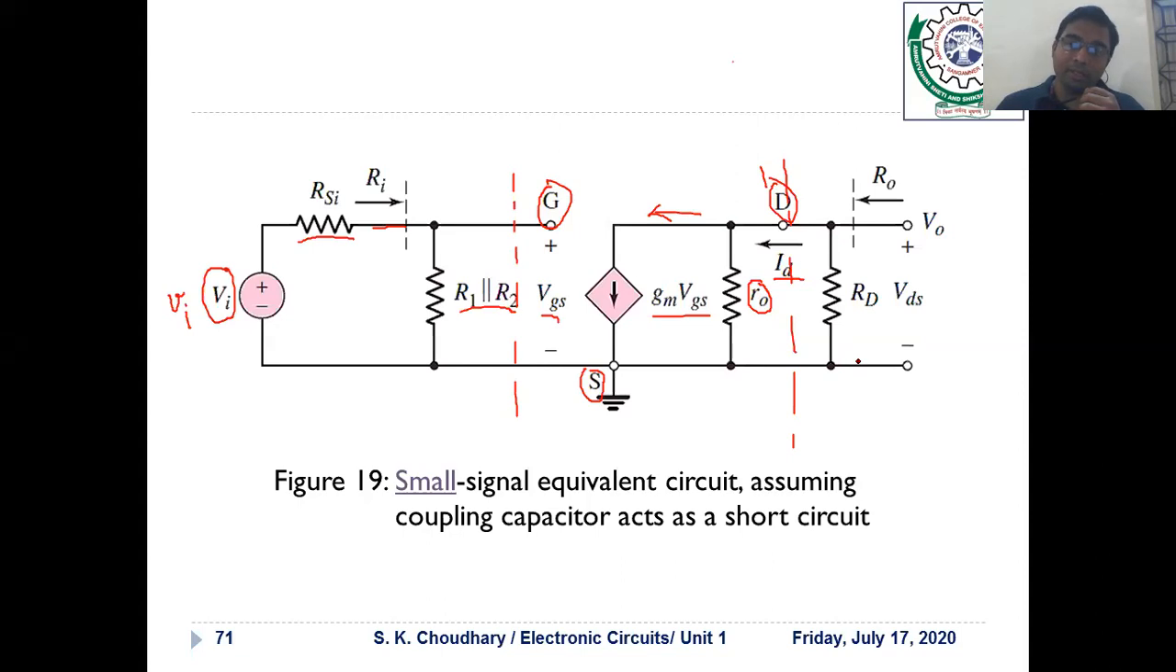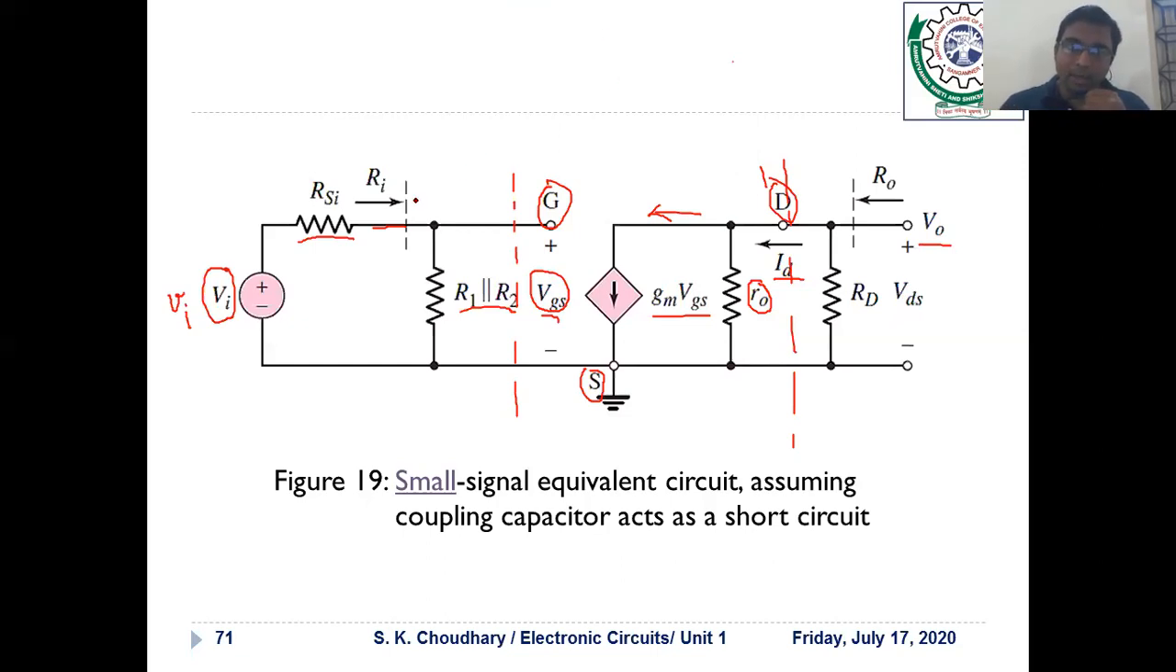In this way, you can draw a small signal equivalent circuit for the common source amplifier, assuming the coupling capacitor as a short circuit. Okay, clear? Now, we know that the drain terminal is responsible for the output voltage and the gate terminal for the input voltage. Now we have to see from which particular point we calculate the output resistance and input resistance. That would also be indicated here.